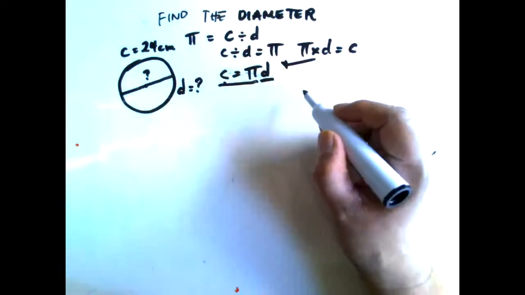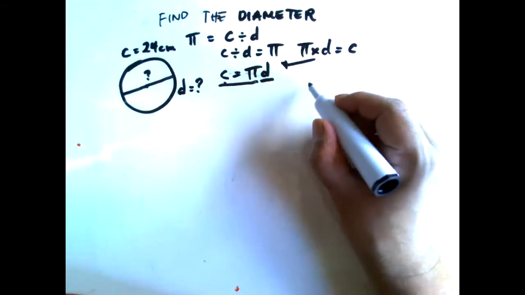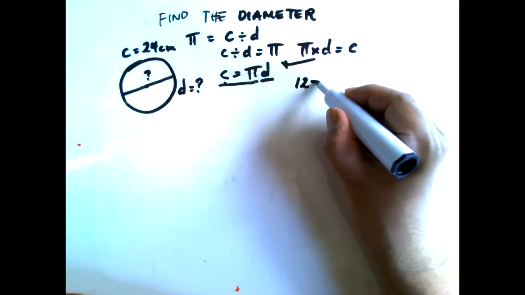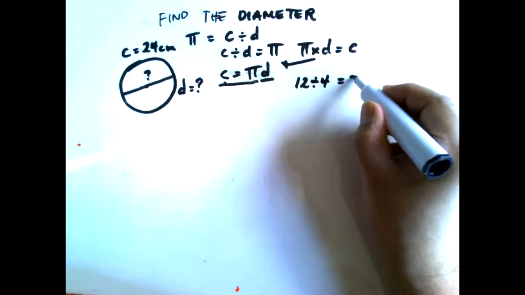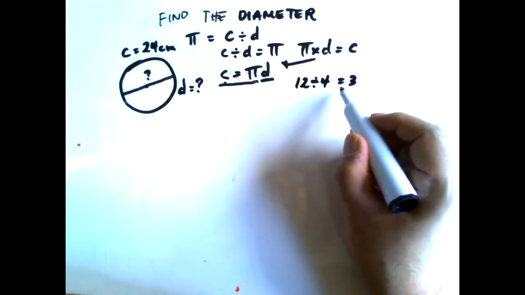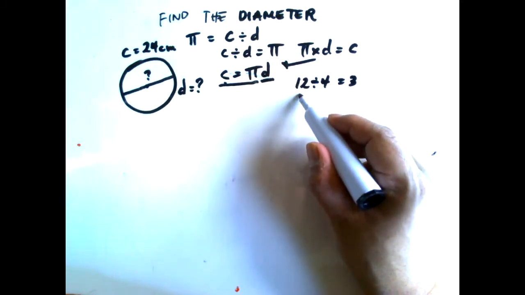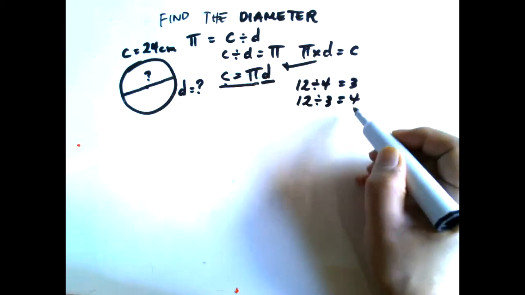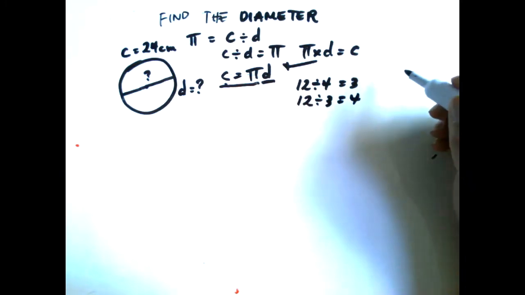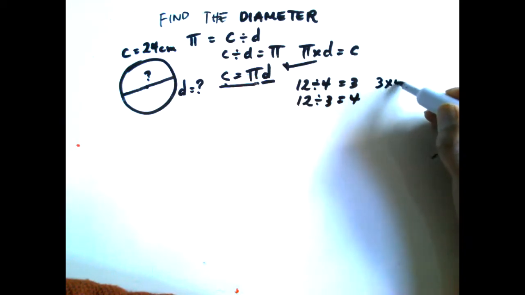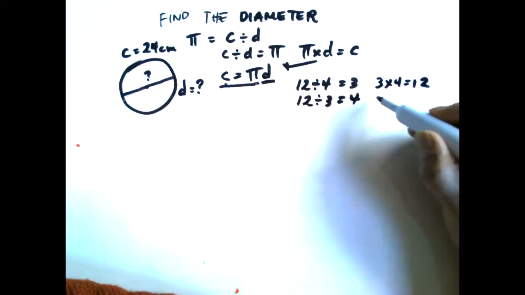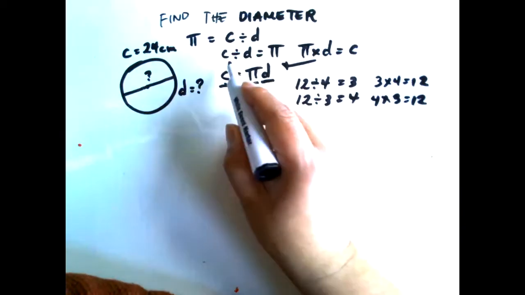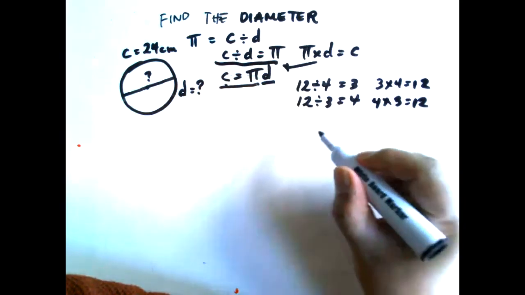Let's just come back to a basic elementary idea of arithmetic. In the past we know that 12 divided by 4 is 3, and we could also say that 12 divided by 3 is 4. And the opposite of this would be 3 times 4 equals 12, and here 4 times 3 equals 12. We can really use this to plug into this equation.